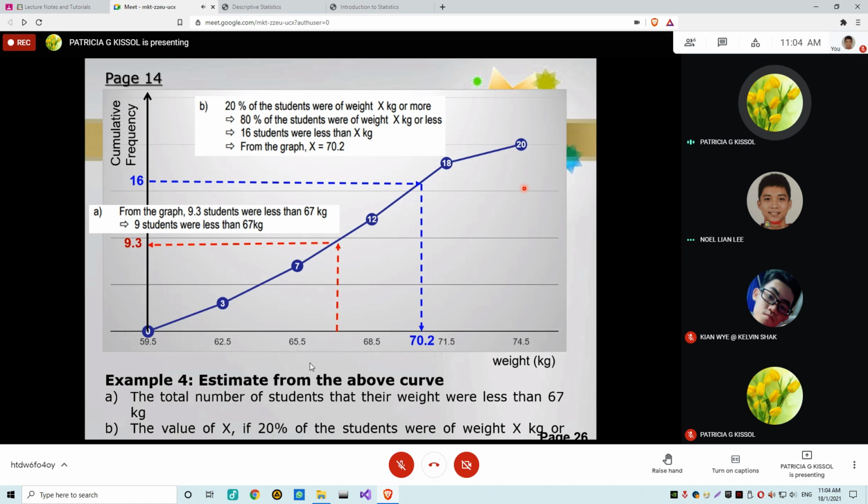So you can see in part A, we refer to the x-axis because it's concerning the weight. In part B of the question, we refer to the y-axis, the cumulative frequency, in order to determine the weight, the x. Is that clear? Any question? Okay.